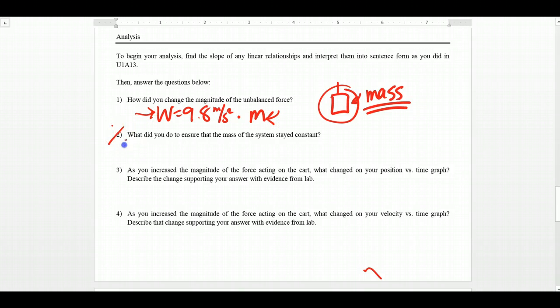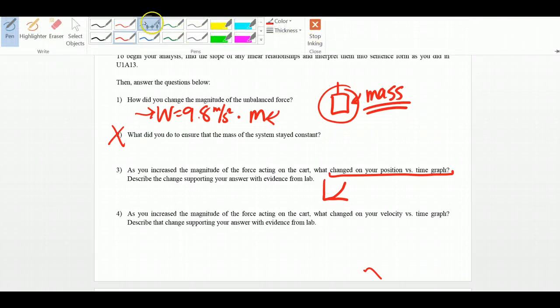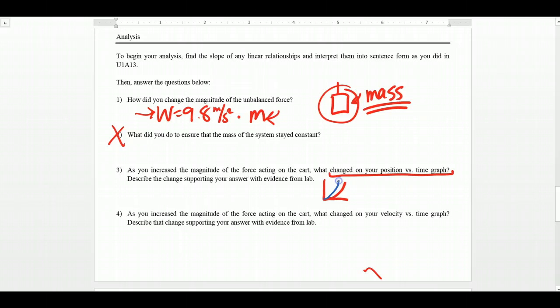So we did not ensure that the mass stayed constant. You can skip that question. And then this question is really asking what changed on your position versus time graph. So take a look at your graphs and see what makes them different. So maybe in run 1, the parabola looked like this, and then in run 2, the parabola was narrower. So you might talk about how narrow or wide the parabola is. You could also talk about the steepness.